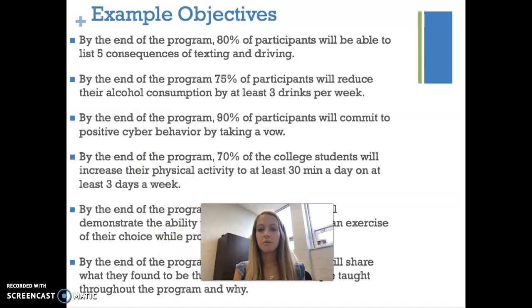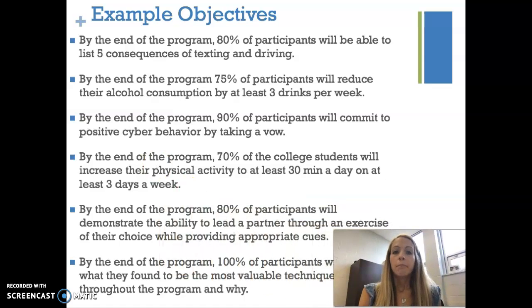So let's look at some examples here. By the end of the program, 80% of participants will be able to list 5 consequences of texting and driving. Are we able to measure this? Will we, at the end of the program, be able to say yes or no that 80% of the participants can list 5 consequences? Absolutely. We can certainly ask them as an end-of-program item, can they list 5 consequences, right? And then assess if they were able to do so or not. So it's a measurable objective.